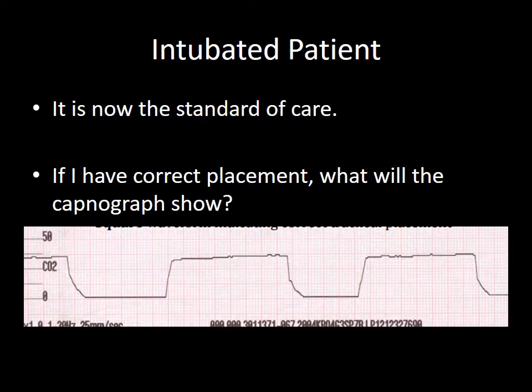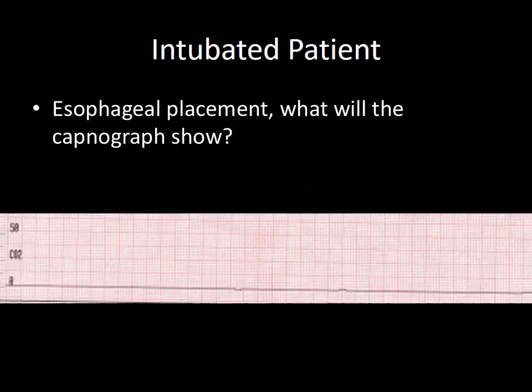All right, so this is an intubated patient, and right now it's a standard of care. There's just really no excuse not to have capnography when you have an advanced airway in place, especially intubated. So if you have the correct placement, the capnograph should show a nice box waveform. However, there's the esophageal placement. You won't see any waveform.